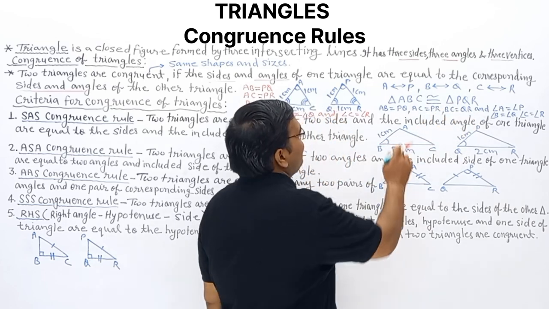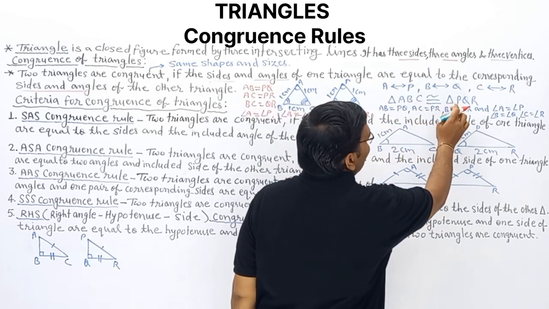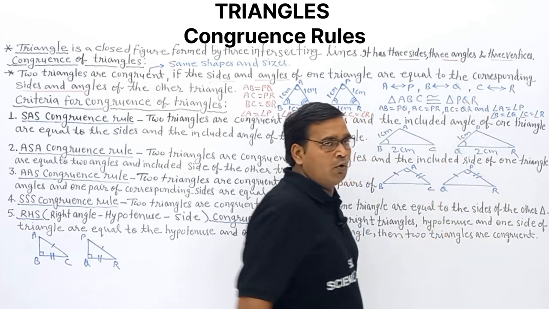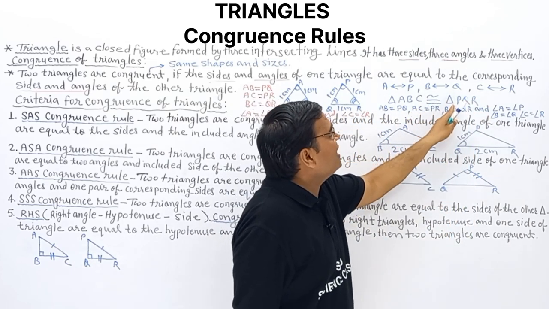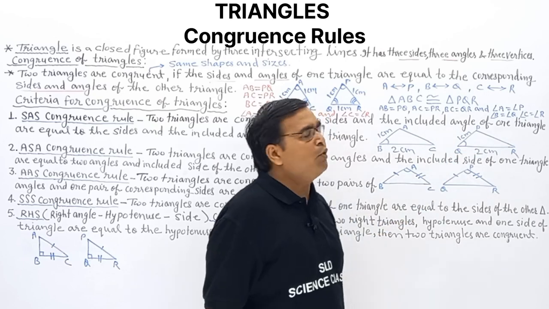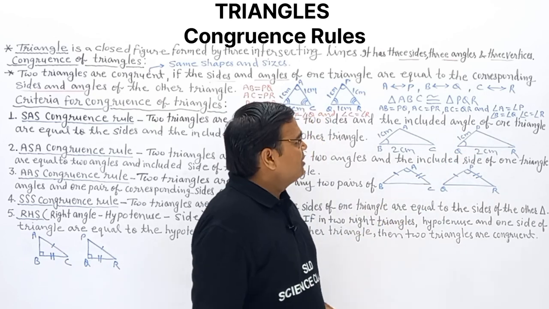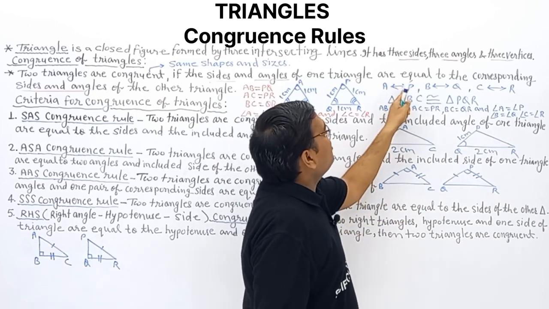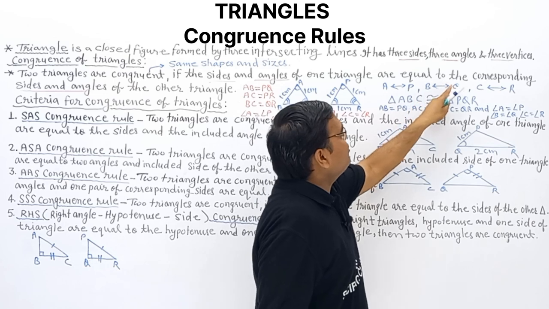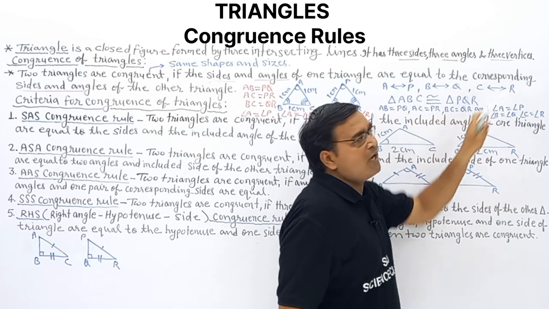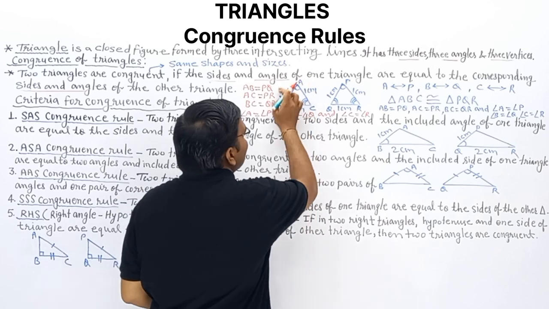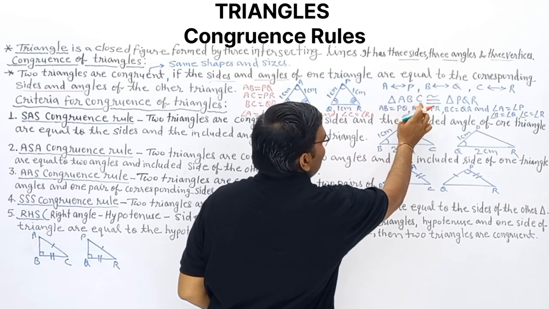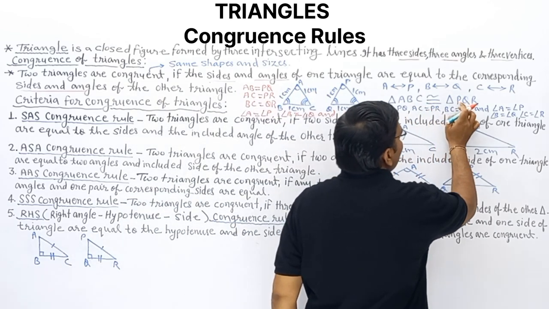We cannot say triangle ABC is congruent to triangle QPR. No. Why? Because A corresponds to P, B corresponds to Q, and C corresponds to R. These conditions should be satisfied. Then only we can say triangle ABC is congruent to triangle PQR.